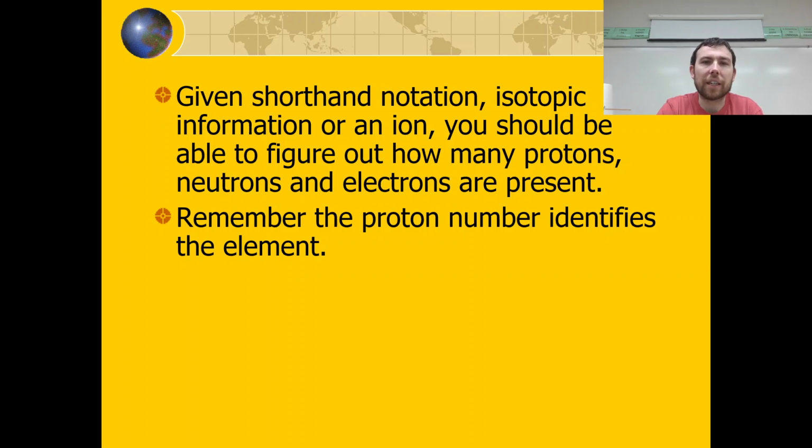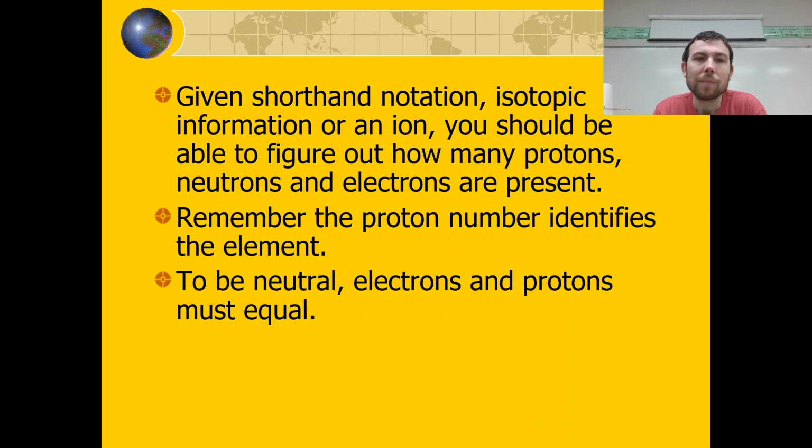And I believe that should say the atomic number. So remember, the atomic number identifies the element, and you could think of it as the number of protons that identifies the element itself. If we're dealing with something that is electrically neutral, if it doesn't have a charge, we know that the atomic number and the number of electrons are going to be equal.